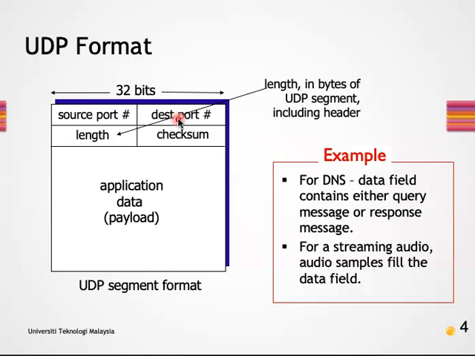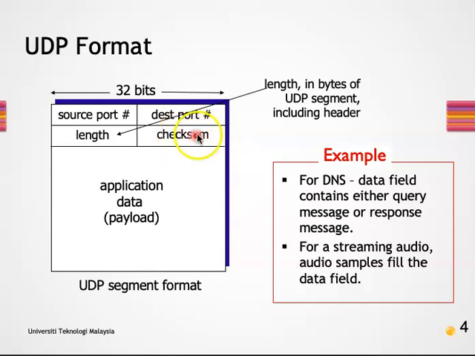So these port numbers allow the destination host to pass the application data through the correct process running on the destination end system, because we know that many applications or processes can be run over one system. The length field here takes 16 bits. It specifies the number of bytes in the UDP segment, which is the header plus the data. So an explicit length value is needed since the size of the data field may be different from one UDP segment to the next. This is in bytes.